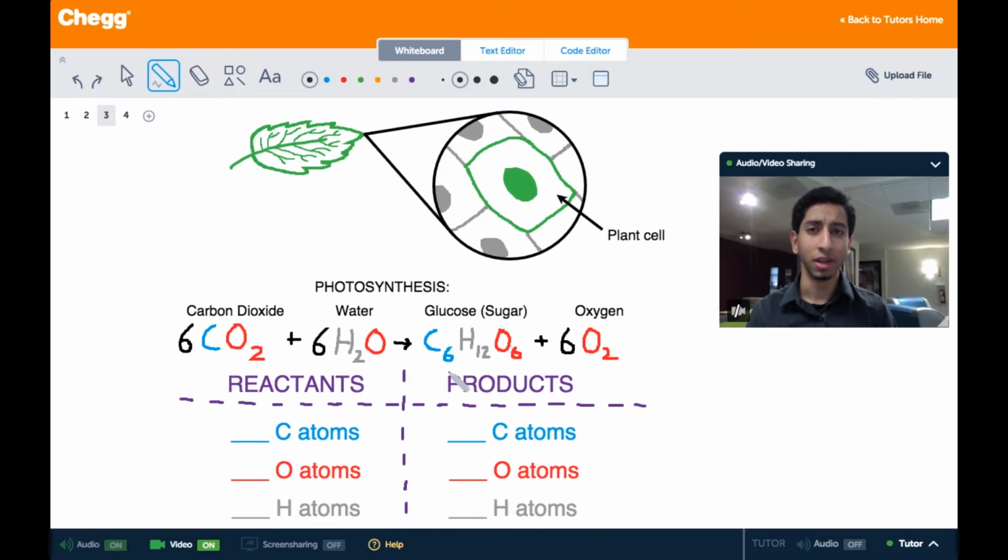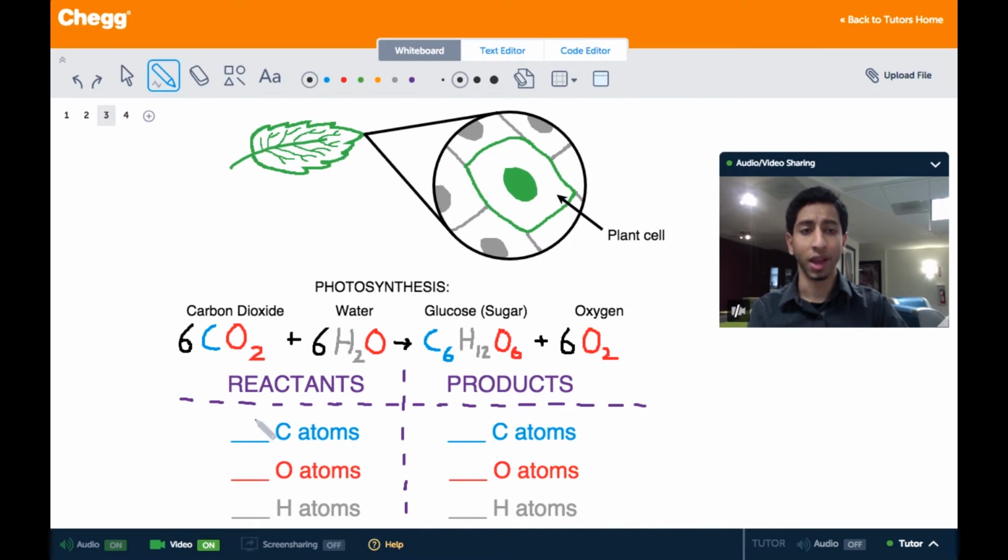So does this mean that we're actually having a change in mass? Because we're definitely having a change in the number of molecules, right? We have 6 plus 6 molecules here, which is 12, and we only have 7 here. But does this mean that we're actually having a change in mass, the amount of stuff? Well, let's find out. Let's add up the number of atoms on both the reactant and the product sides.